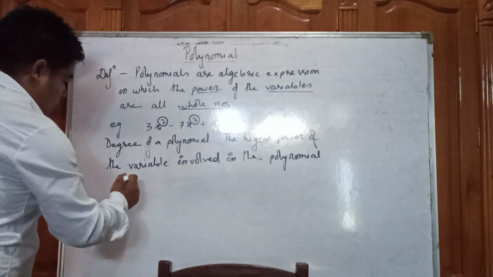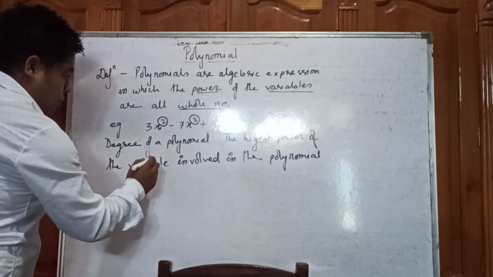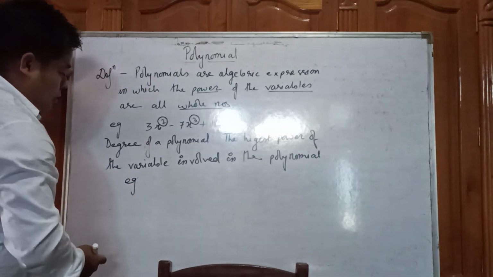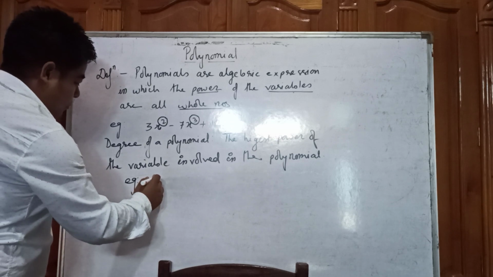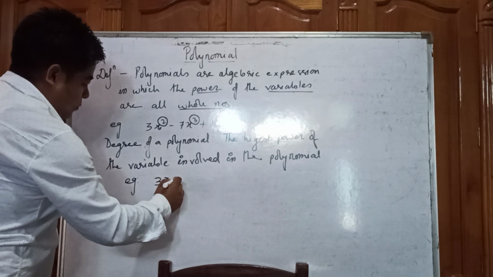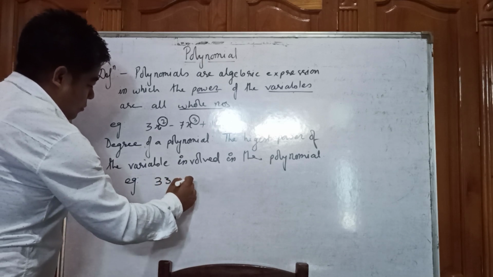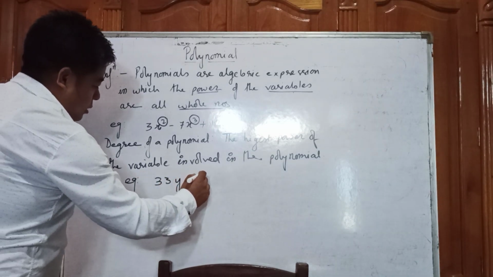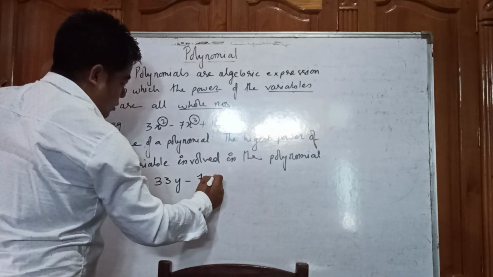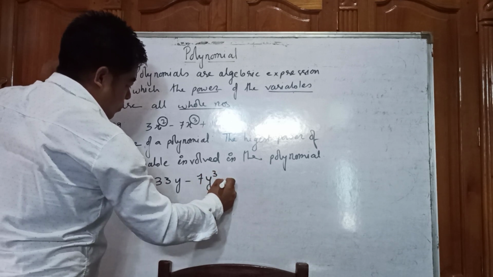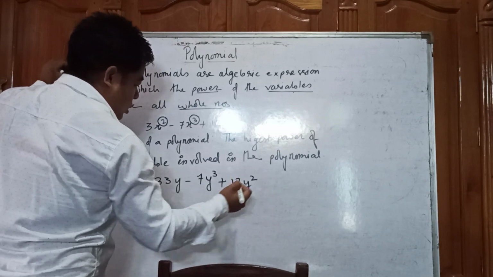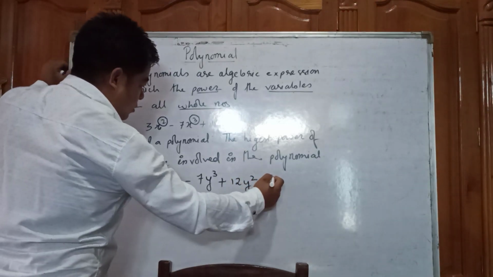So, let's give an example here. Example of a polynomial. Then we're going to find out its degree. Let's see. 3y minus 7y cube plus 12y square minus 5.